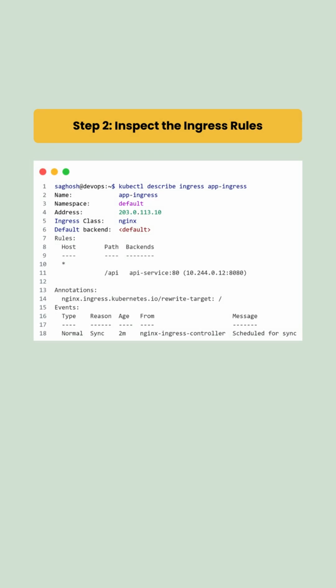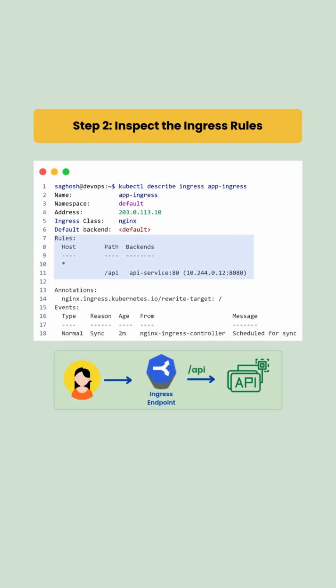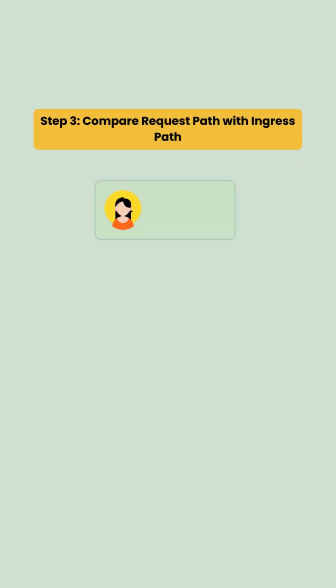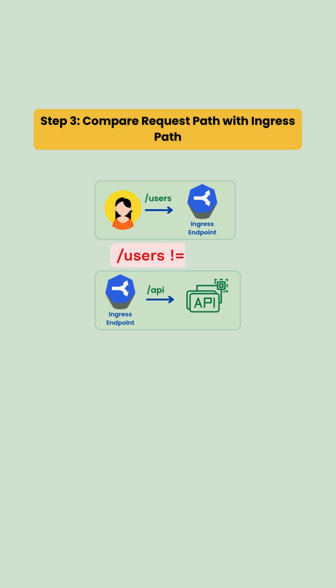Next, we will inspect the Ingress rule, which looks like it's configured to forward traffic only when the request path starts with /API. So now let's compare the request path here. The client is sending the request to /user, but the Ingress rule is defined for /API. Because the request path does not match the configured Ingress path, the Ingress correctly returns a 404 response.